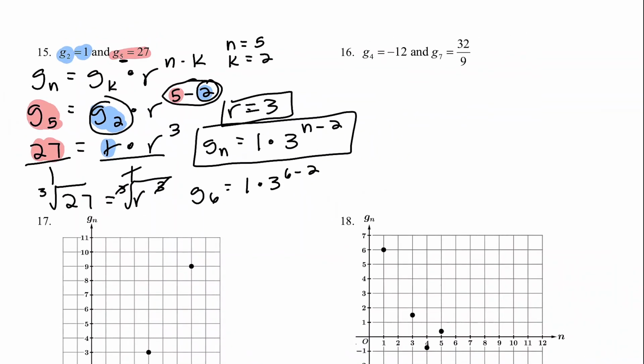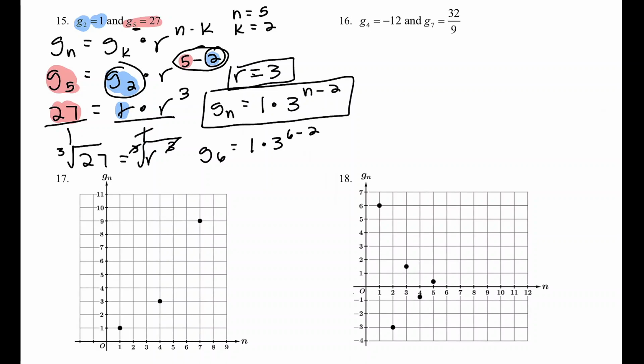16 should be kind of the same as just stuff with fractions, but same process. Just so you could see one like that on the back. 16 looks kind of like that, just so you know. 17 and 18 are kind of like the last one I did.